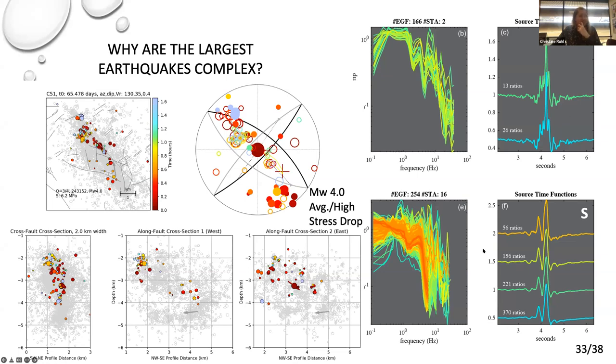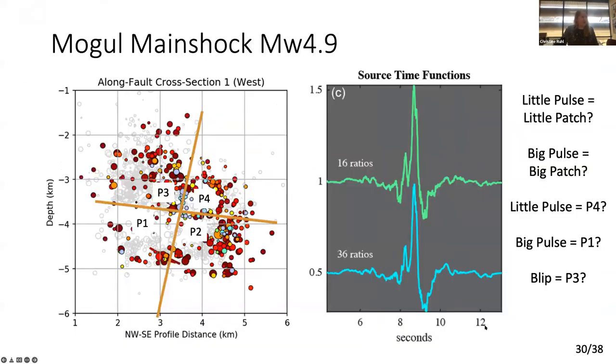And then the source time function and the spectral ratios look really complex, right? They're very bumpy, and there are multiple pulses in the source time function. So it's implying again that we're directly relating the complex fault geometry, using the statistics and the relocations, to the source physics, which I think is interesting.